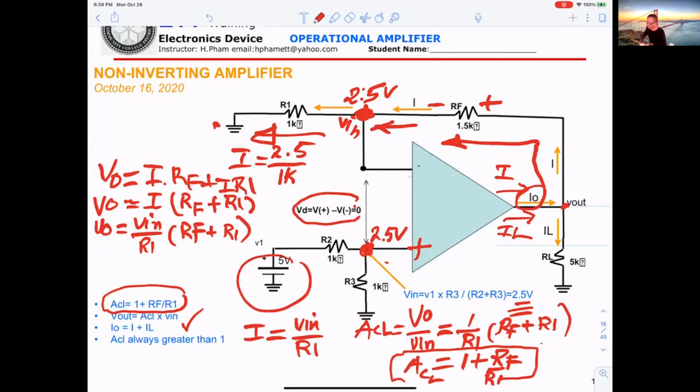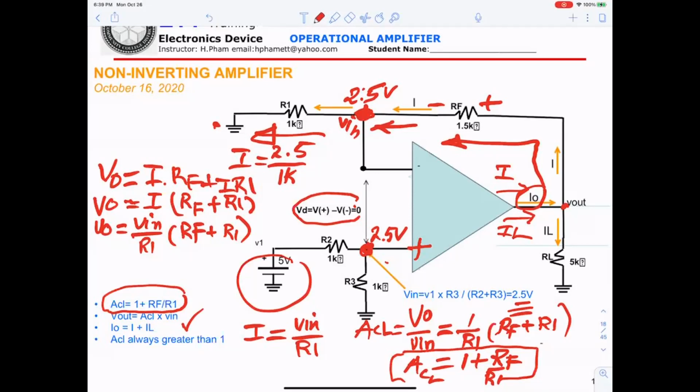So finally, closed loop gain is always greater than 1. That's easy to understand. The thing is it equals 1 plus whatever, so it must be greater than 1.